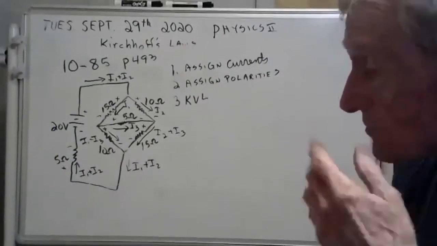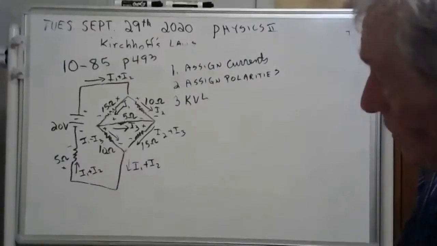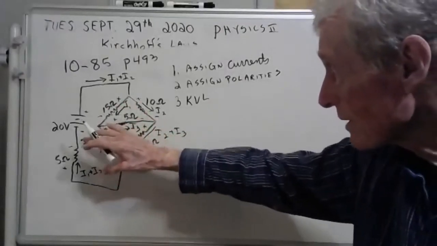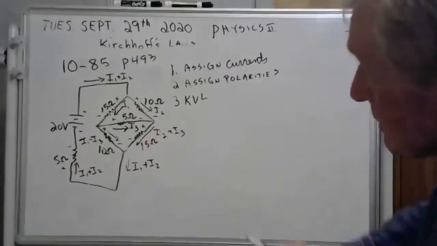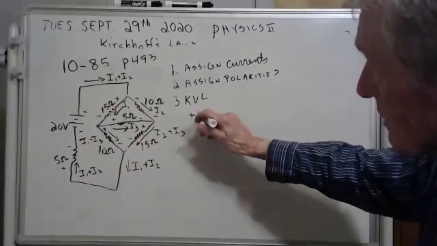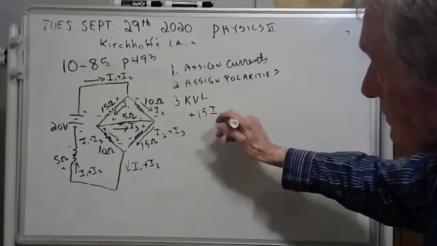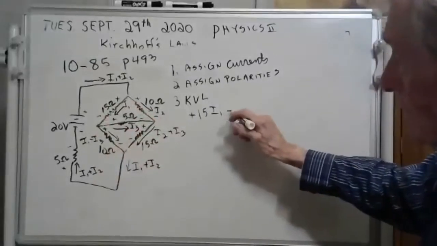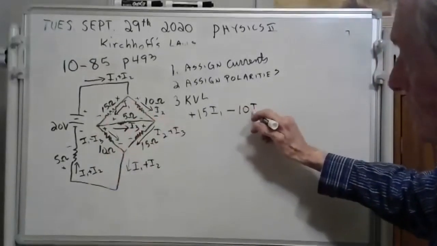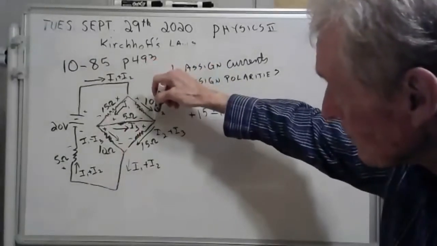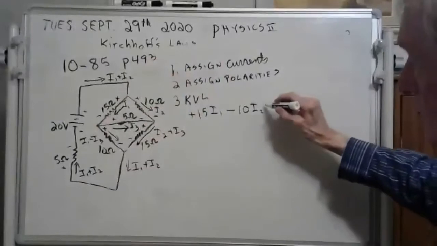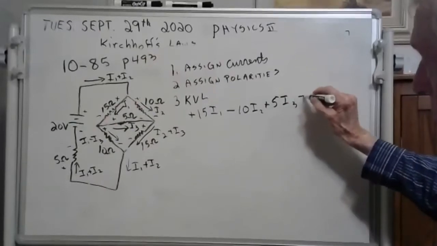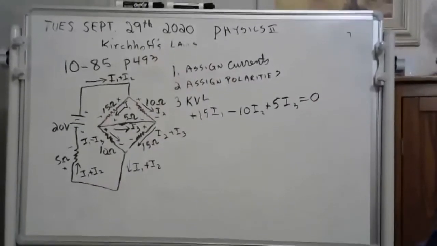Well, let's write these equations and solve them. I think I'm just going to go around this little triangle. And I'm going to have a plus 15I1. I went from here to here. And then I'm going to have a minus 10I2. I went from here to here. And I'm going to have a plus 5I3 equals 0. So far, so good. Is everybody happy with that?